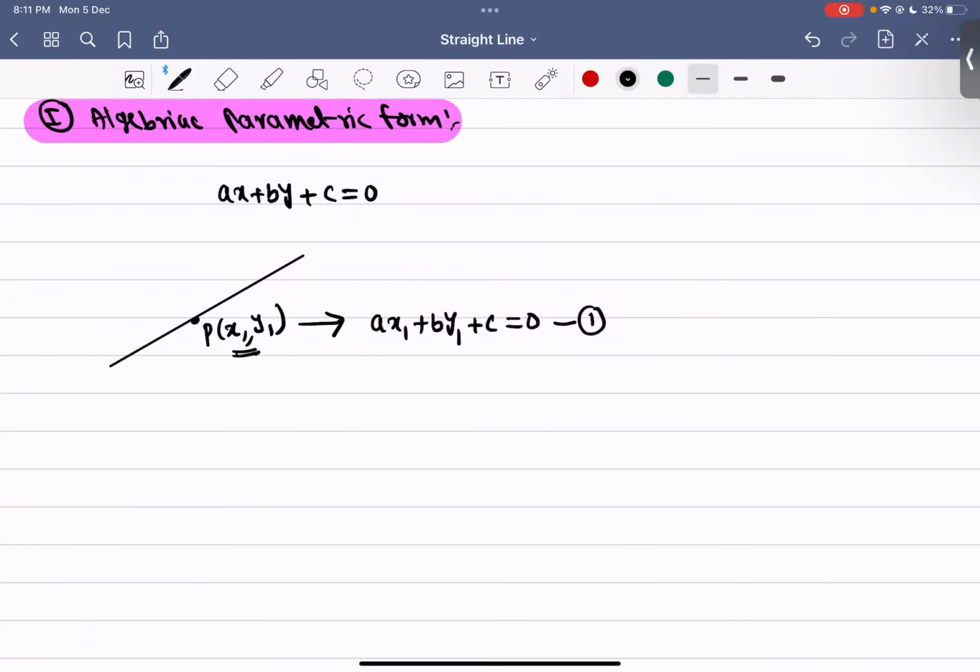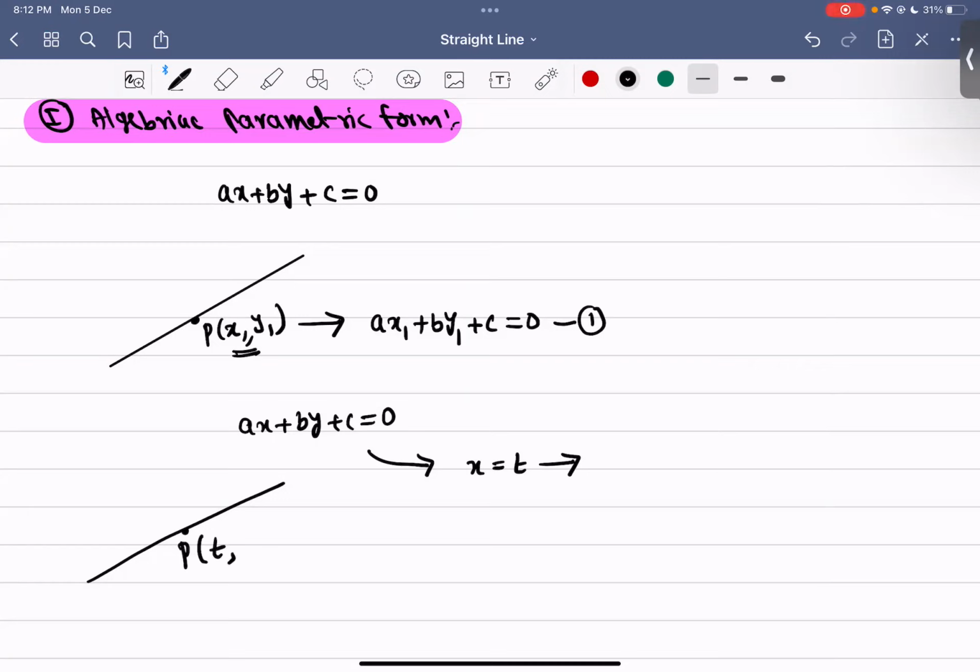See, on a line, the given line is ax + by + c = 0. Instead of taking the point (x1, y1), I will take the point in a single variable. I will consider x = t. For x = t, we then find the corresponding y value for this point P. Here t is a parameter variable.